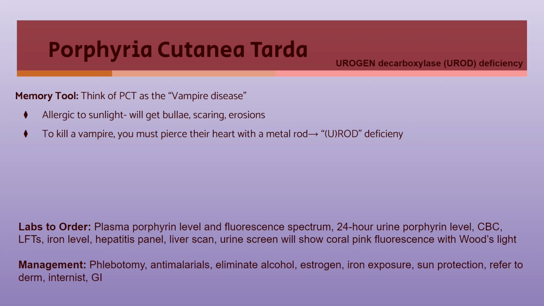So what can you do to help clue you in? Labs you can order: plasma porphyrin levels and fluorescence spectrum. You could do a 24-hour urine porphyrin level. That's a little cumbersome to patients. CBC, LFTs, iron levels, hepatitis panel can all clue you into some of the concomitant issues as well, as well as liver scan. And urine screen, if you want to do the fluorescence Wood's lamp to a urine, you actually might notice that it takes on a coral pink color.